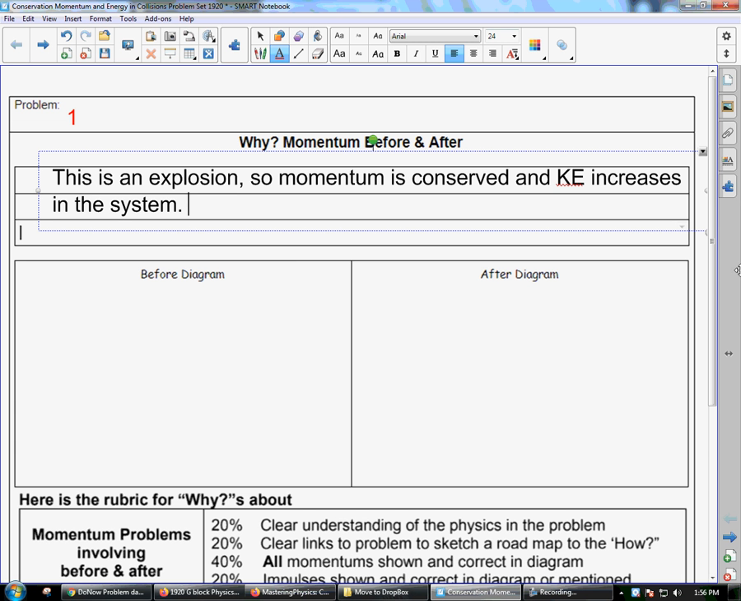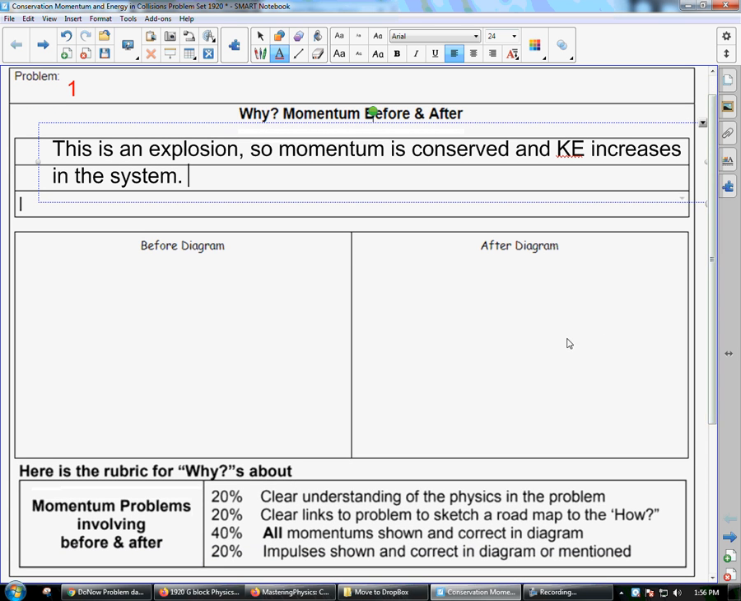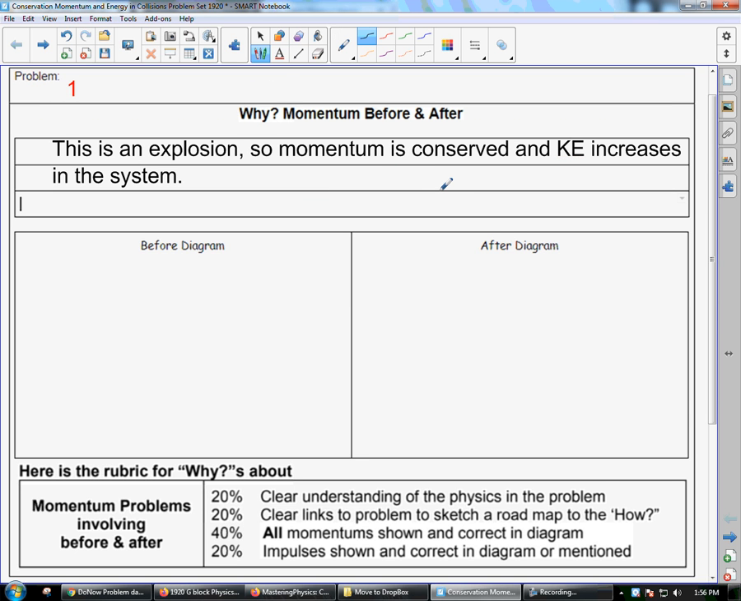One of the parts of my rubric is that impulses are shown and correct in the diagram or mentioned. So I could draw those in my diagram, and I think that's what I'll do rather than mention. I'm going to make sure I include the impulses, maybe in the before diagram. That's kind of when they happen. So let's see how well I can draw canoes.